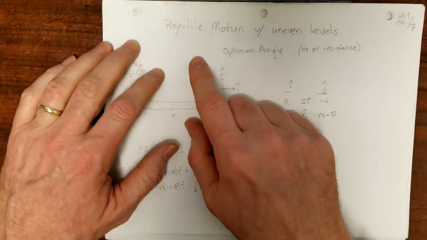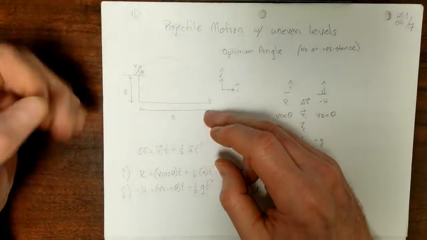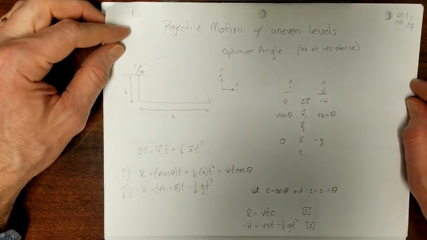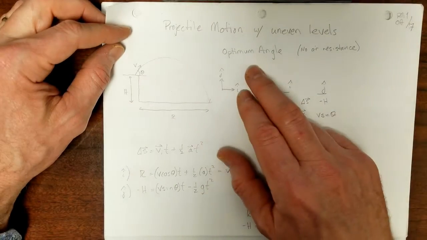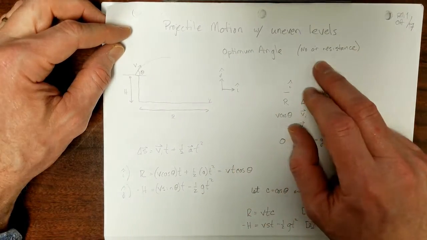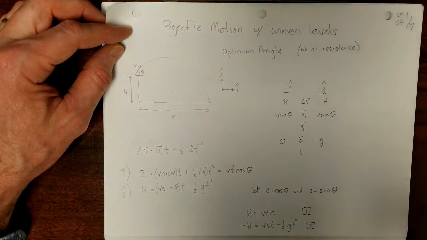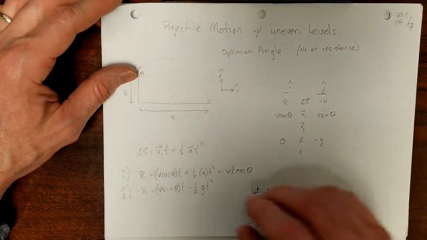Let's take a look at projectile motion with uneven levels. In other words, it will not end up at the height from which it was shot. What we're trying to do is figure out the optimum angle, and we're going to ignore air resistance because that makes life a little bit simpler.